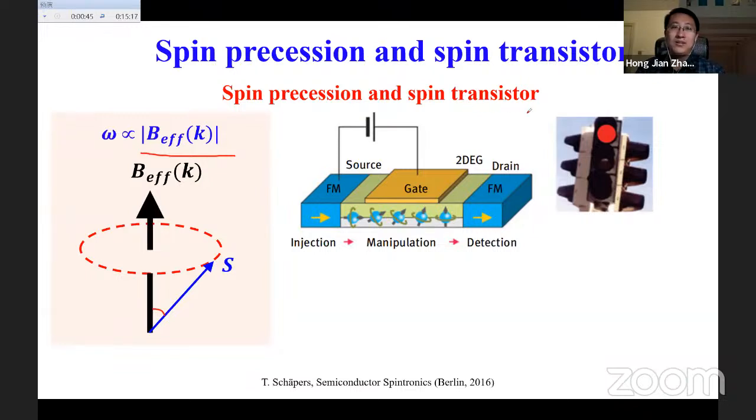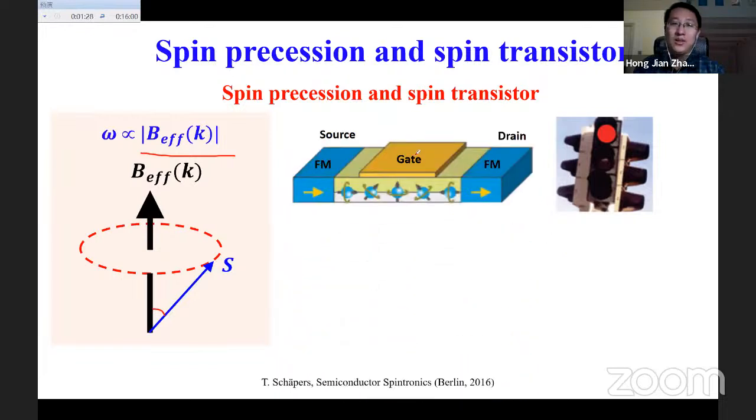So typically, such a device is organized like this. You have a ferromagnetic material here with a magnetization pointing to the right. It is a source which injects electrons into the semiconductor. So this is a semiconductor material. After electrons are injected into this semiconductor, we can use, let's say, a magnetic field or gate voltage to manipulate the electronic spin. And in the red, you have a magnetic material with the magnetization pointing to the right. This is a drain electrode, which acts as a detector to detect the electronic spin.